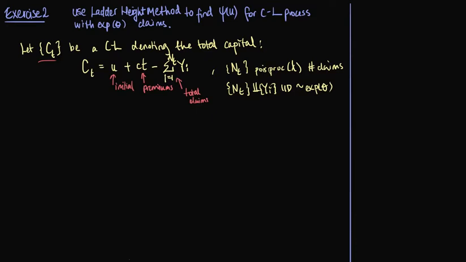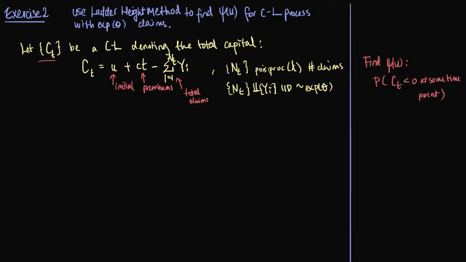Typically what we want to find is the ruin probability, and what we mean by that is the probability that C_t will go below 0 at some time point, given that the initial capital is u.